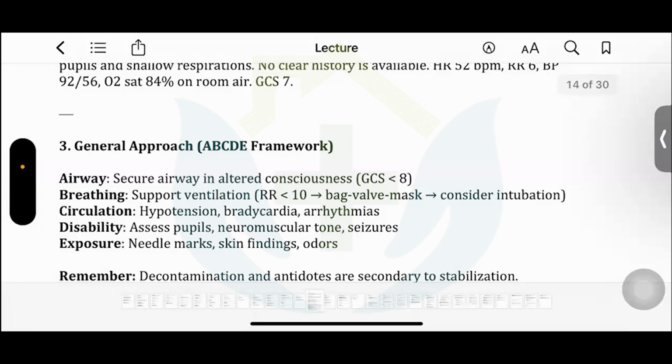As far as circulation is concerned, hypotension, bradycardia, arrhythmia. These are the major three features that you need to look for in a patient of toxidrome. Looking for pupils, neuromuscular tone, and seizures is an important cardinal sign. Neurological assessment is important. Intubation has one important criteria, if the patient is GCS less than 8. So that is the neurological criteria. You need to fulfill them and then intubate the patient and control their ventilation.